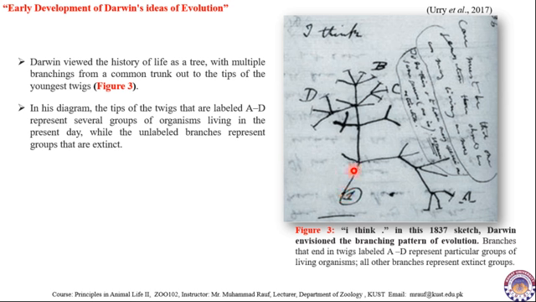Nowadays we call such a tree a phylogenetic tree, which shows evolutionary relationships between different groups of organisms. So it is a type of evolutionary tree where different branches have emerged at regular intervals, and the point of branching shows a common ancestor. So in this diagram, the tips of the twigs that are labeled A to D represent several groups of organisms living in the present day. So this group represents organisms that live nowadays, A and D.